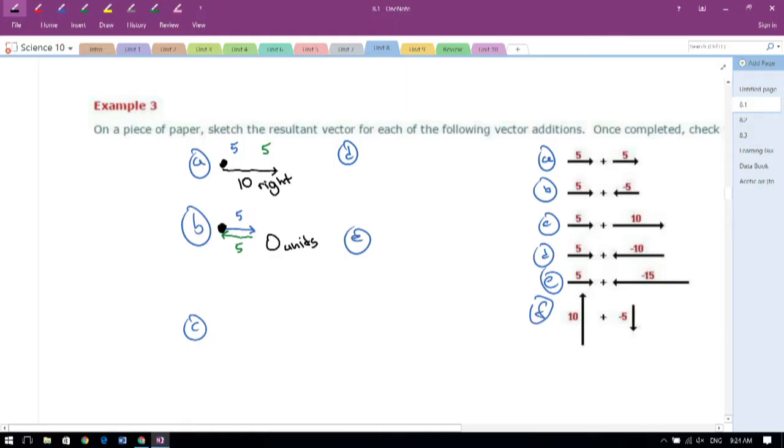All right, see if you can try C, D, E, and F. It's just the same thing except it's going up and down instead of going left and right. Take a little break, give you a couple seconds to try to sort that out, and I'll meet you back in like a minute or two.